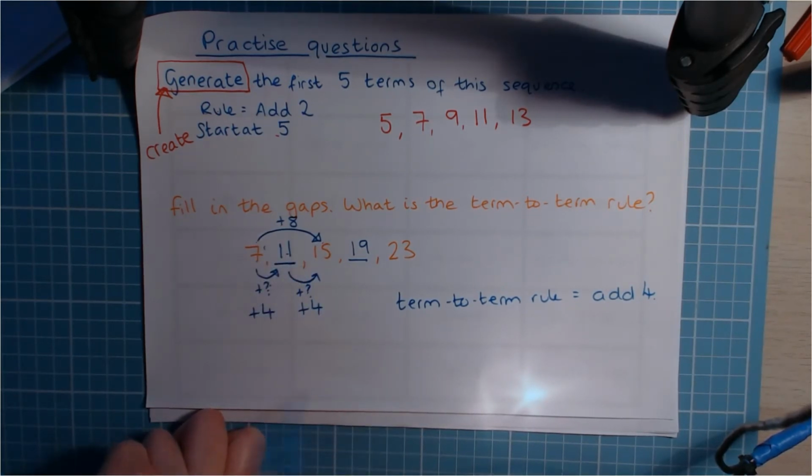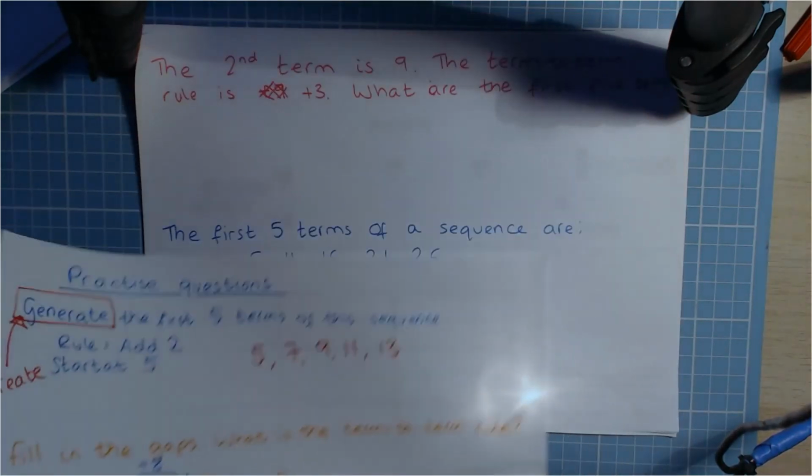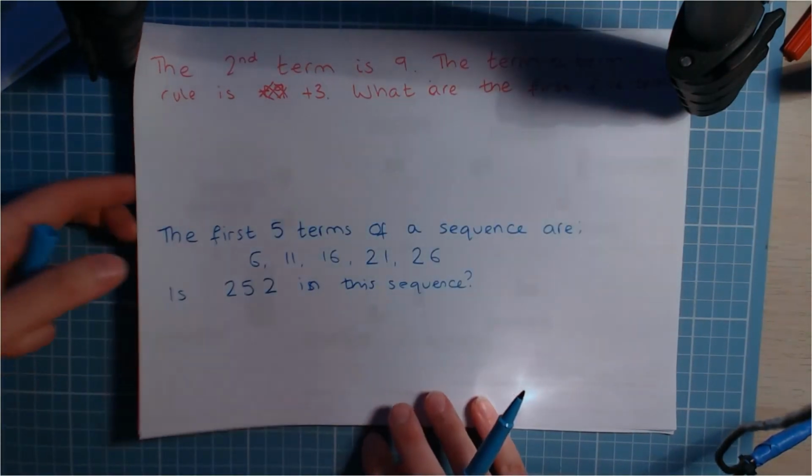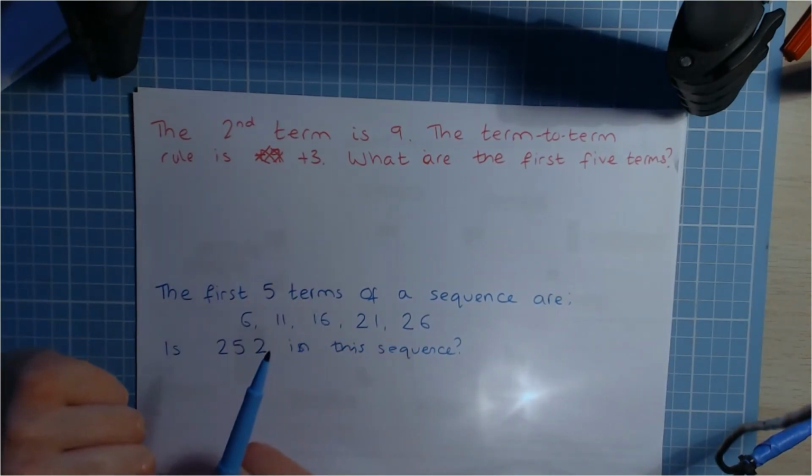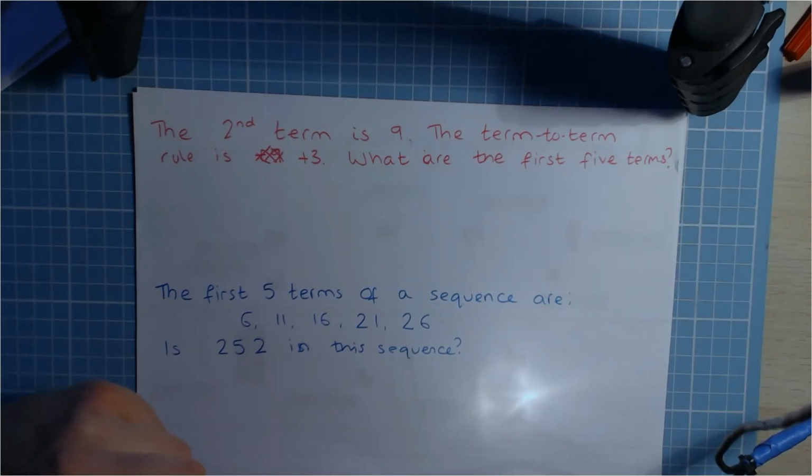Okay, so you'll have a few more of those to practice. Right, what do we have here? Okay, so the second term in a sequence is 9. The term-to-term rule is add 3. What are the first 5 terms?